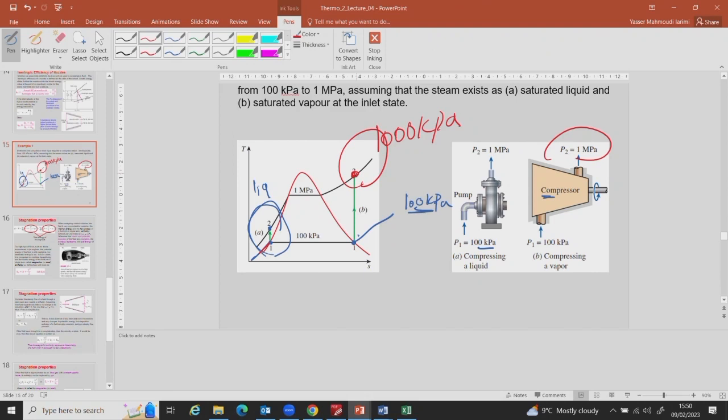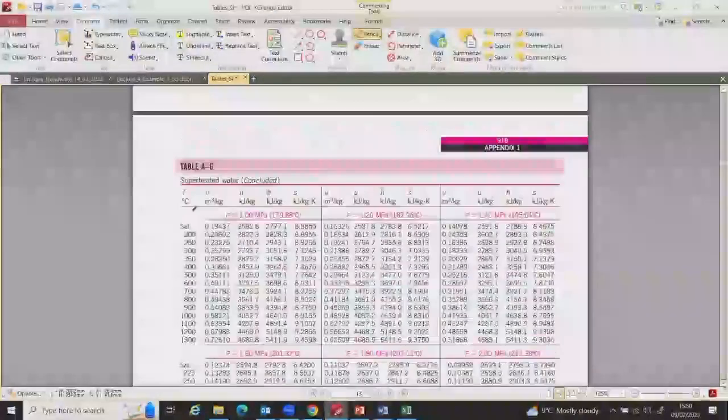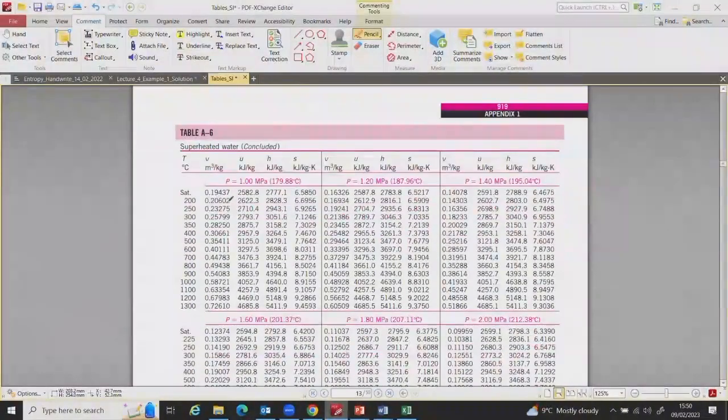Vapor. Say it again. Vapor. Yes. But the point is, it's actually superheated vapor, right? If I go to superheated vapor table, this is saturated one, and this is superheated vapor, right? If I look for the pressure of 1 megapascal, guys, it's very important, I need your attention. This is 1 megapascal, right? Which parameter I'm looking for? Enthalpy, right? H. This is H.